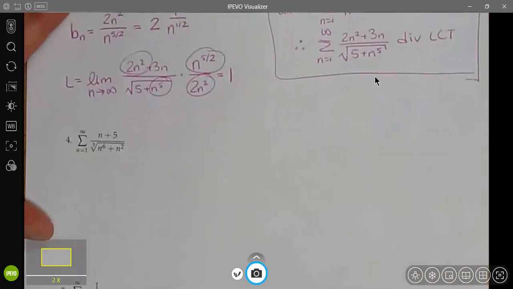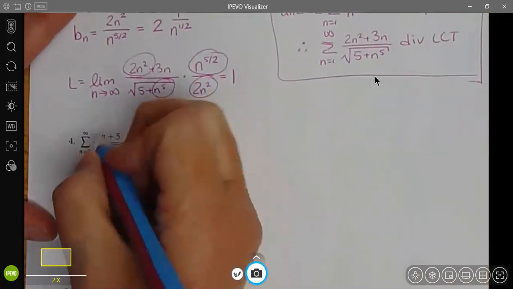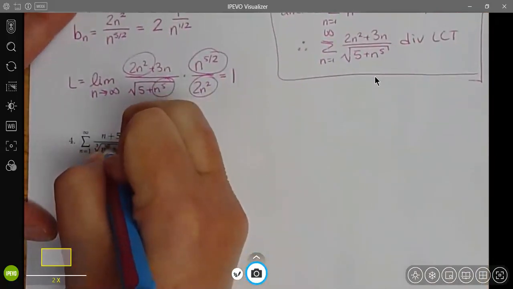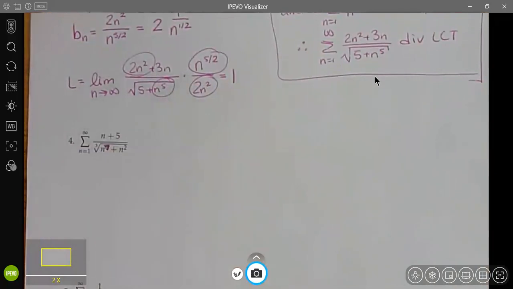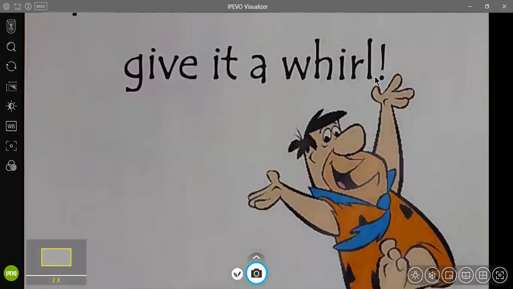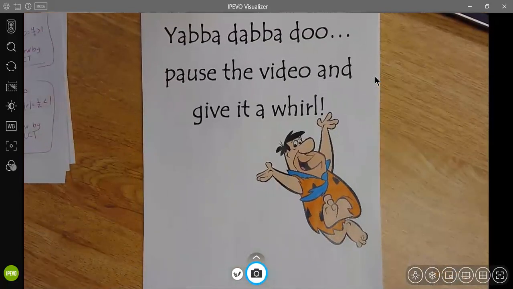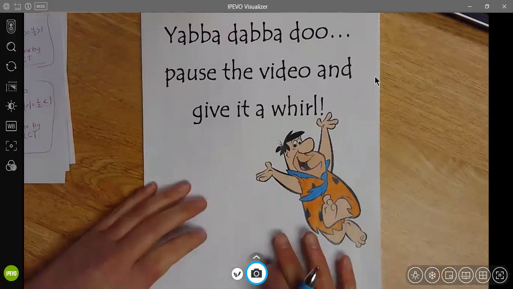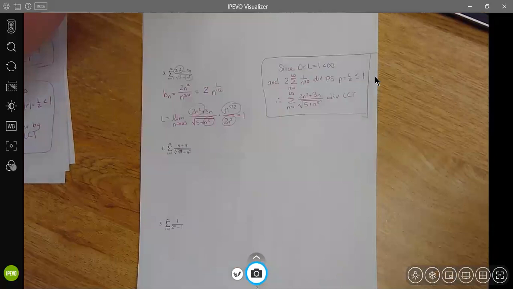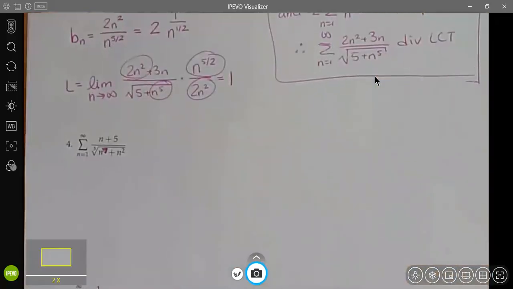And I'd like you to go ahead and try number 4 on your own. If you printed these notes out earlier, this should be an n to the 7th under that cube root. So if you don't have that, give that a change. And then I'd like you to go ahead and pause the video, give it a whirl, and we'll be right back. Okay, so let's go and take a look at this. We'll see if we came up with the same thing, hopefully.